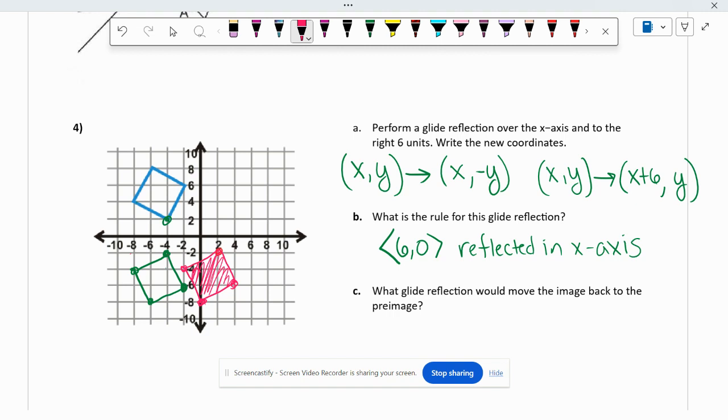So question C says, what glide reflection would move this back to the pre-image? So what rule would make this move back to the original? So just do everything opposite. Instead of adding 6, we should subtract. So -6, 0 reflected in the x-axis. Okay. -6, 0 reflected in the x-axis.